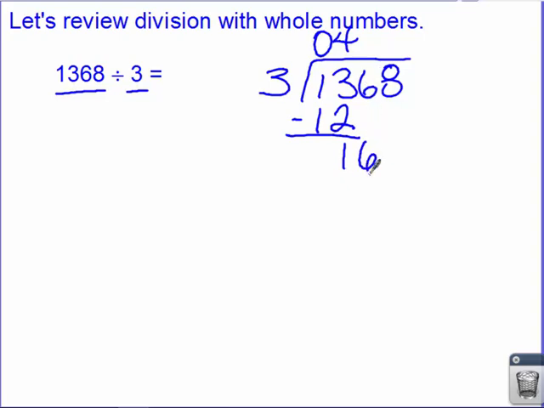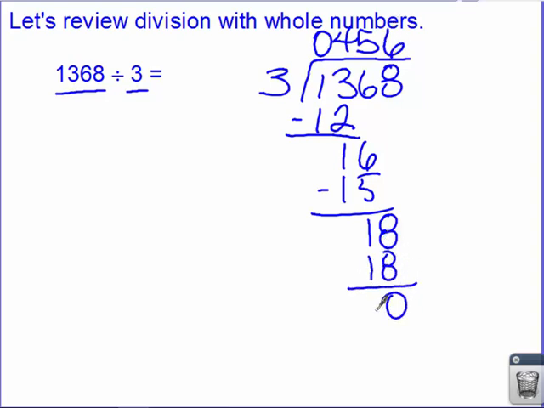And then we ask ourselves, how many times does 3 go into 16? Well, it goes in there 5 times, because 3 times 5 is 15. We subtract, we end up with 1. And then we bring our 8 down. 3 goes into 18 6 times. And we end up with a remainder of 0. So 1,368 divided by 3 is 456.